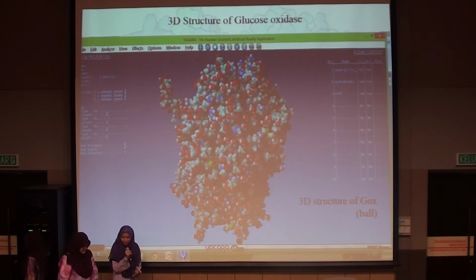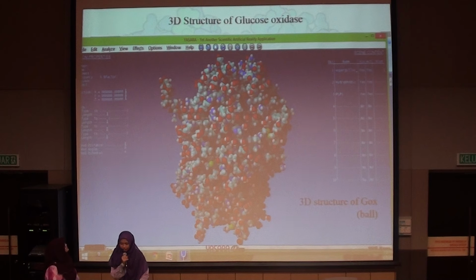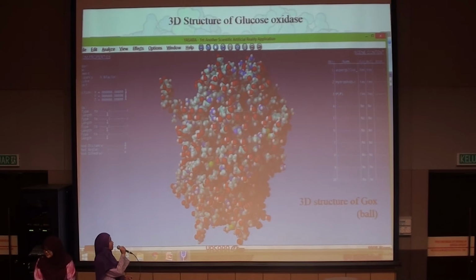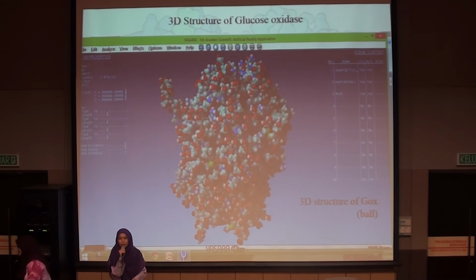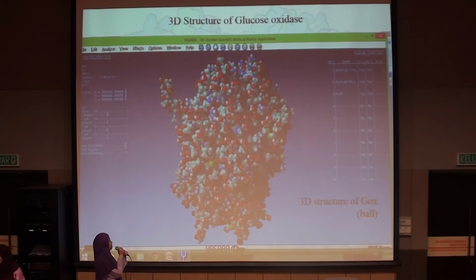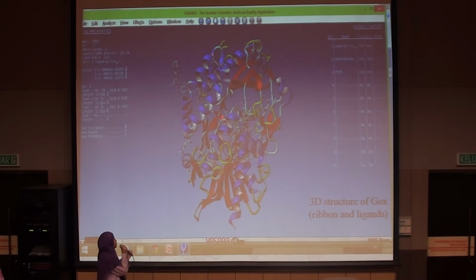Okay, so next is how to determine the 3D structure of glucose oxidase. First, you must have YASARA software. We use YASARA, and this is the 3D structure of glucose oxidase. Here is the same structure in ribbon style with ligands, where you can see the alpha helices and beta sheets are the protein, and those in ball and stick style are the ligands.